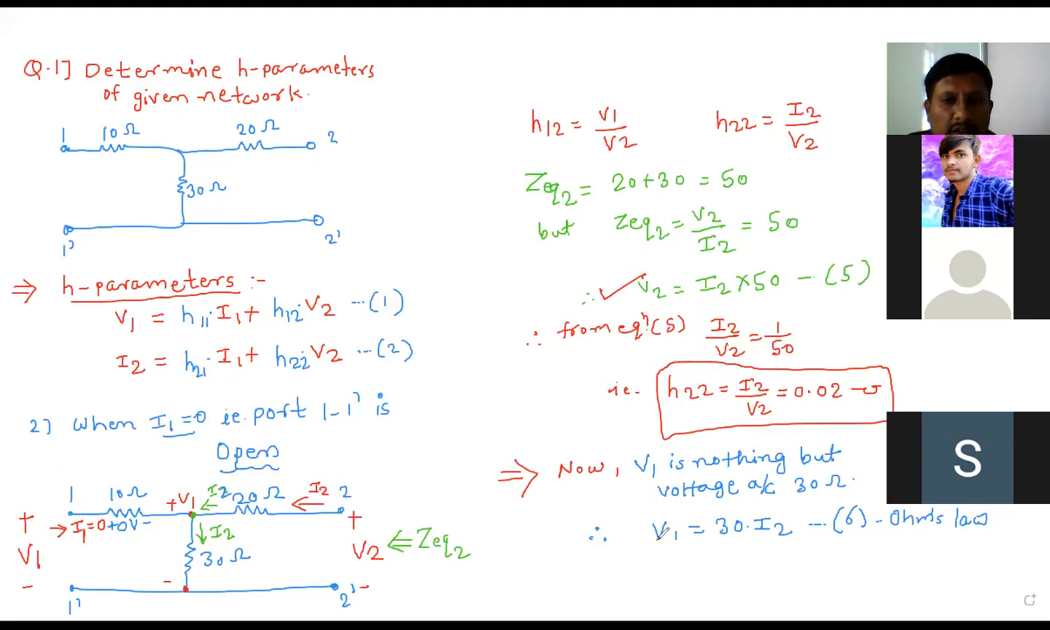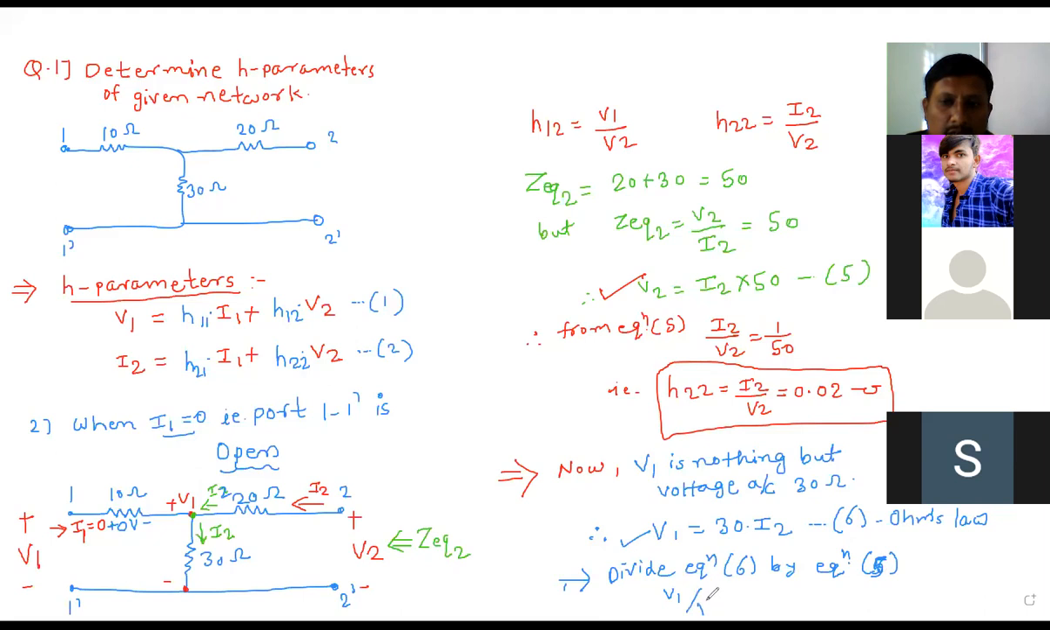Okay, so V1 is given in equation number 6, V2 is given in equation number 5. Now what do we need here? We need V1 upon V2. That means take the ratio of equation 6 and equation 5. Divide equation 6 by equation 5.